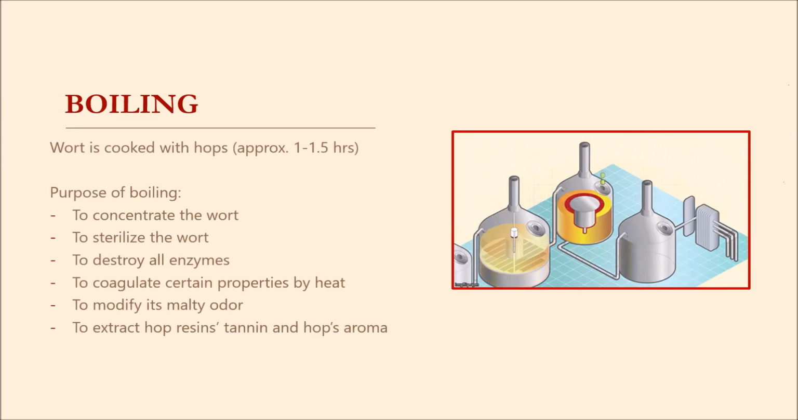The wort is then cooked for approximately 1 to 1.5 hours, during part of which it is in contact with hops. The purpose of boiling is to concentrate the wort to the desired strength, to sterilize it and destroy all the enzymes, to coagulate certain proteins by heat at approximately 82 degrees Celsius, to modify its malty odor, and to extract the hop resins, tannin, and aroma from the hops, which are added during the cooking process.